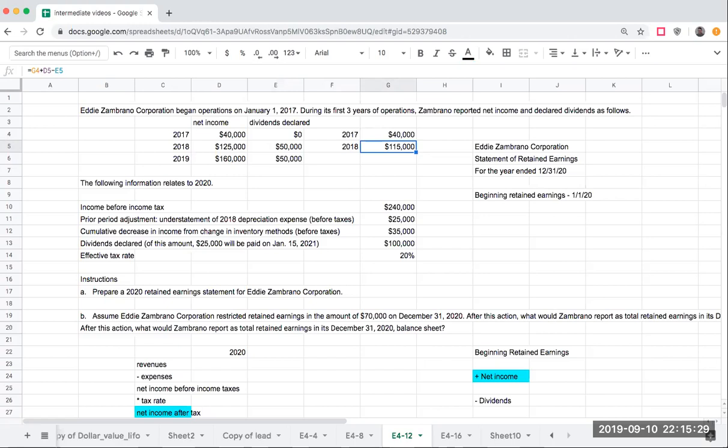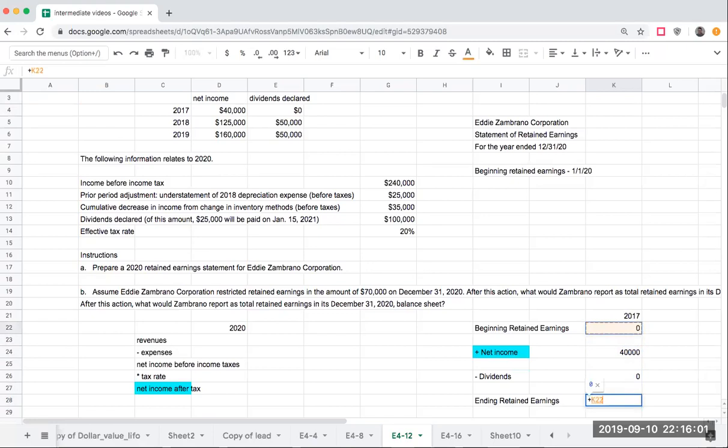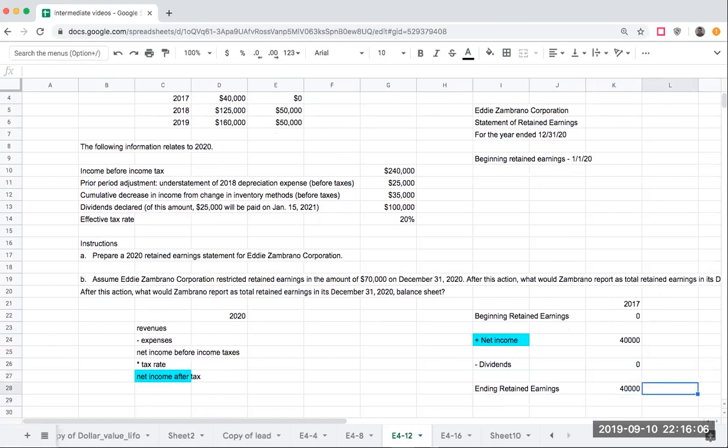So at the end of 2018, my ending balance in retained earnings is 115,000. Let's make this a little easier on ourselves and go through and do a little trailing. In 2017, my beginning balance was 0, because I began operations on January 1st. My net income was $40,000. My dividends for 2017, according to the problem, are 0. So my ending retained earnings is my beginning plus my net income minus my dividends, or 40,000.